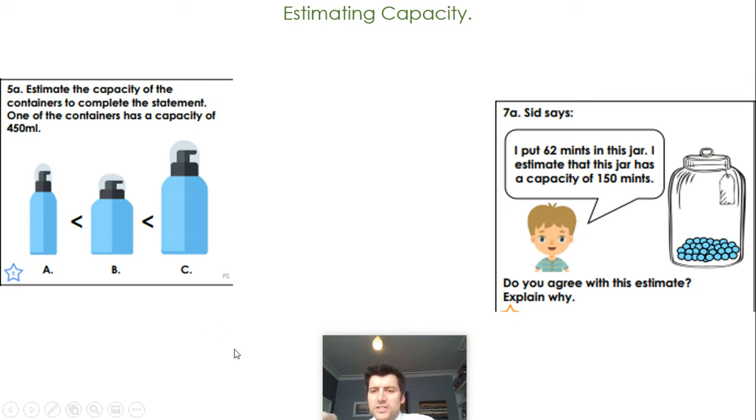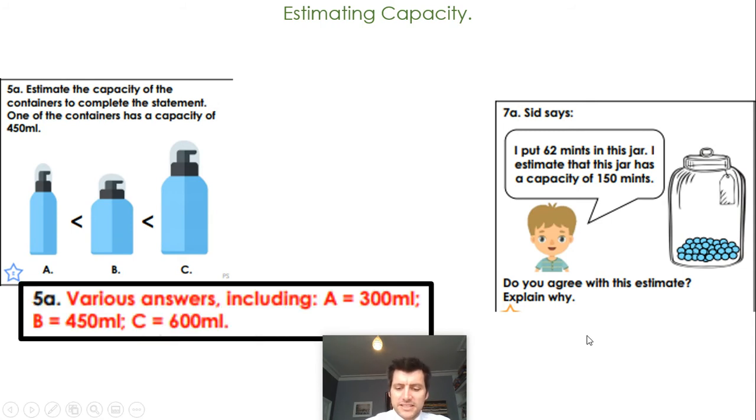Sid says, I put 62 mints in the jar. He estimates it's going to be 150. Do you agree with his estimate? Do you think that's a good estimate or a poor quality estimate? What do you think to Sid? Pause the video while you work through those two, please.